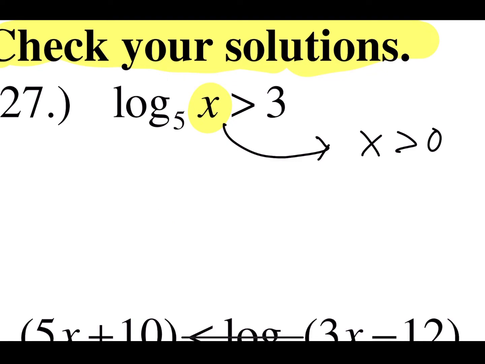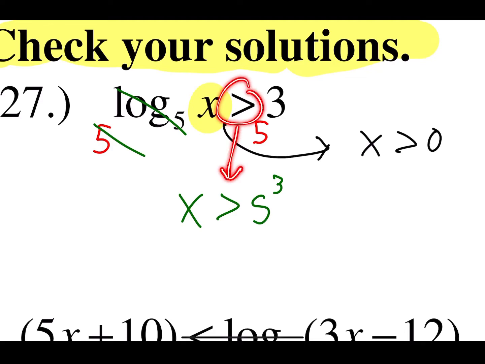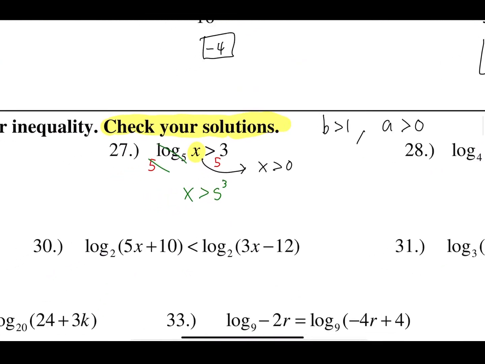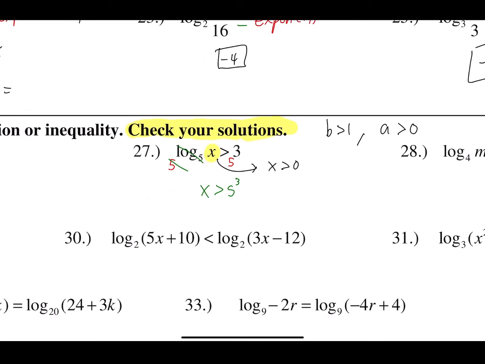Rather than guess, just cancel the log and say, get rid of log base 5 with the base 5. And do it to one side, do it to the other. We have log base 5 and 5 cancel. X is greater than 5 cubed. And I know for a fact this inequality is facing this direction. Easiest way to do it, cancel the logs. So I'll say here, cancel logs, don't translate.